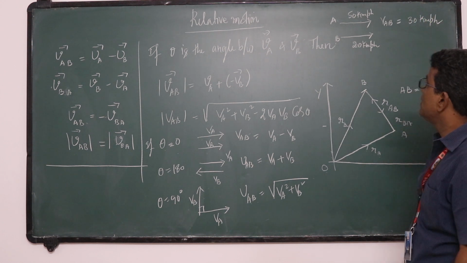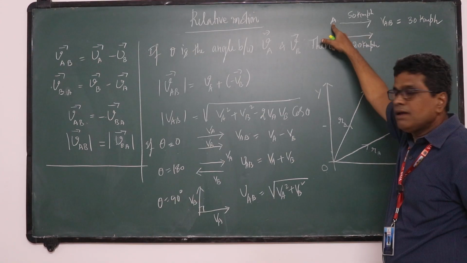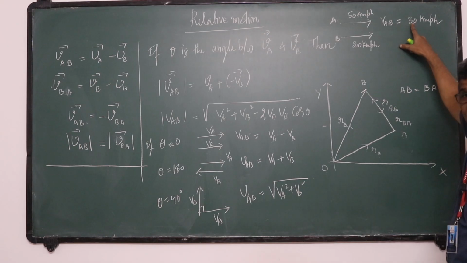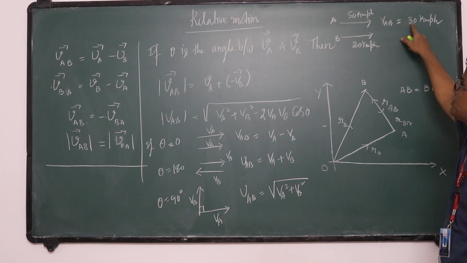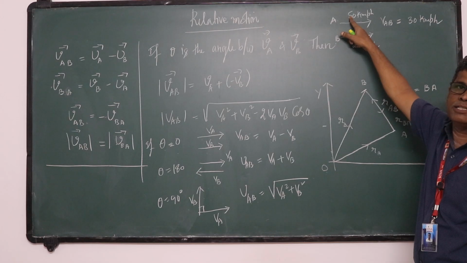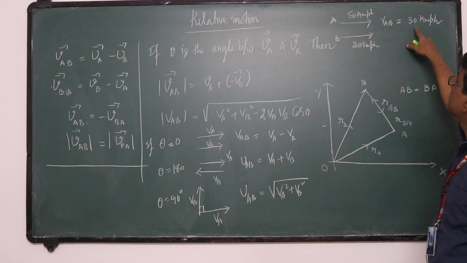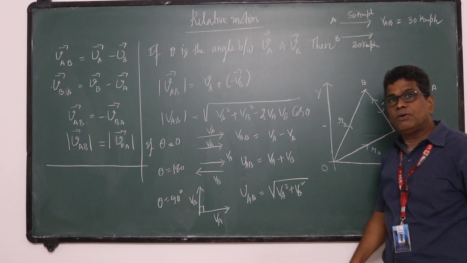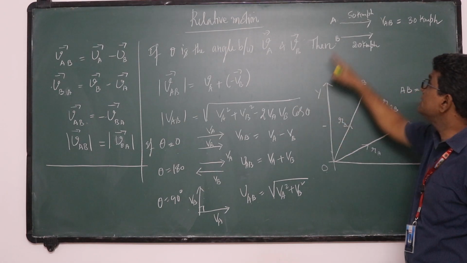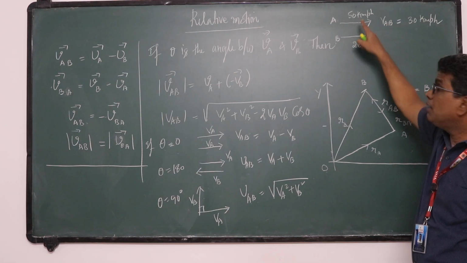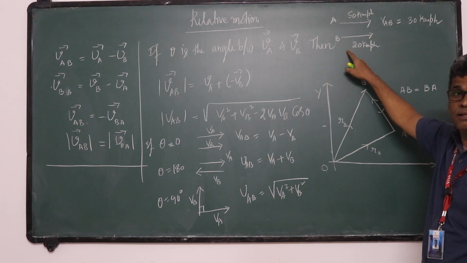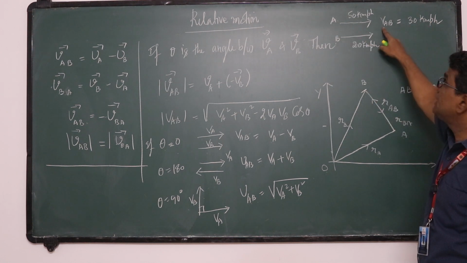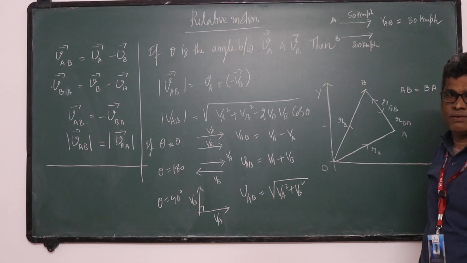That means for the passenger B, A appears to move with 30 kilometers per hour. Actually it is moving with 50 kilometers per hour, but it appears to be 30 kilometers per hour. That is called relative. With respect to the ground, with respect to the platform, it is moving with 50 kilometers per hour. But with respect to this person B, it appears to move with 30 kilometers per hour. That is the velocity of A with respect to B.